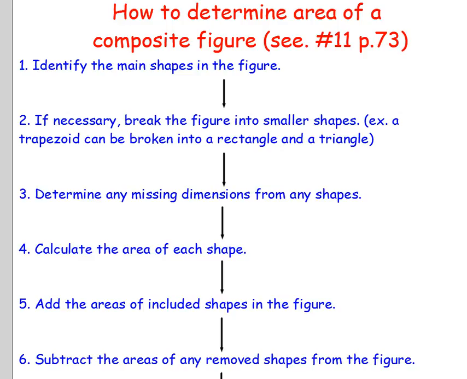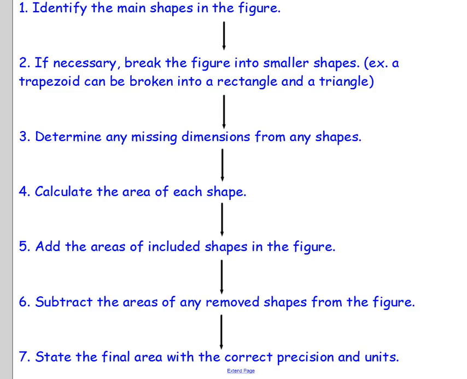Step 4 in the process would have us calculating the area of each shape and adding these up, typically, to give the overall area for the figure. Or in some cases we have to take away from the figure for any shapes that are actually not part of it.